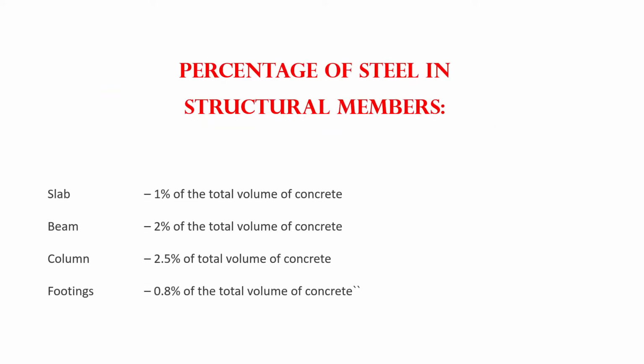The third thumb rule we are going to see is the percentage of steel used in structural members. First, for the slab, 1% of the total concrete volume is used, for the beam, 2% of the total volume of concrete, for column, 2.5% of the total volume of concrete, and for footings, 0.8% of the total volume of concrete can be used.